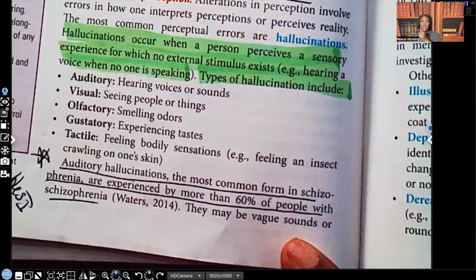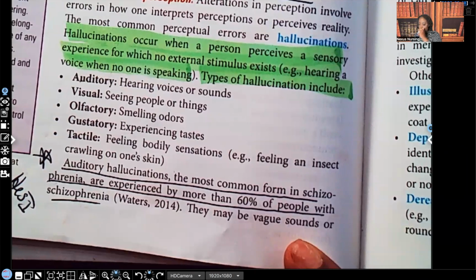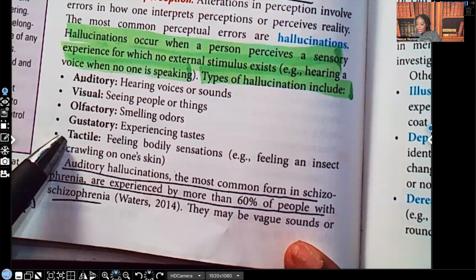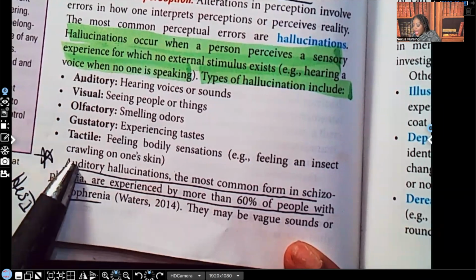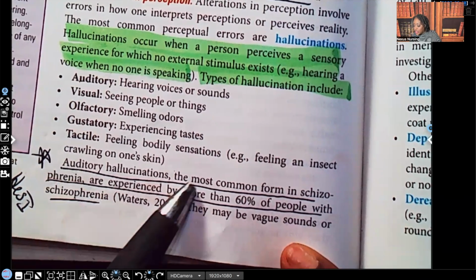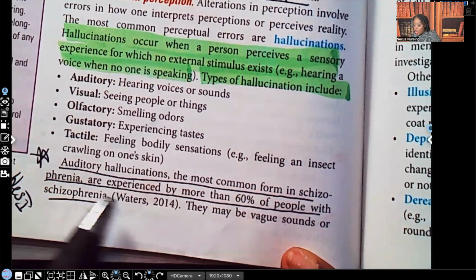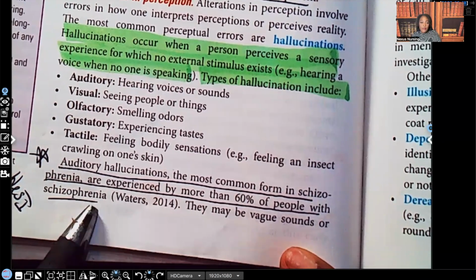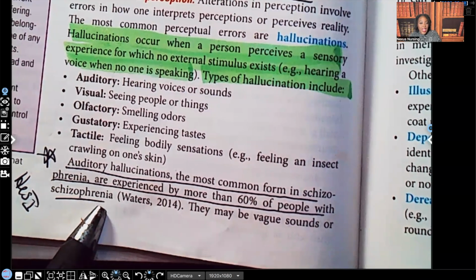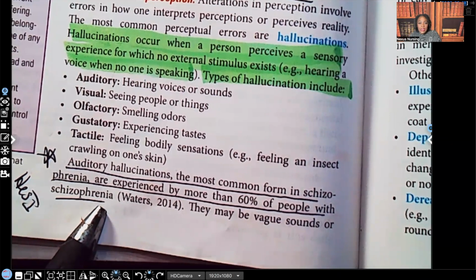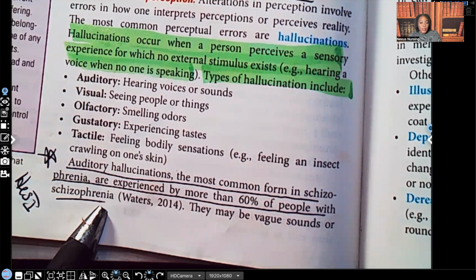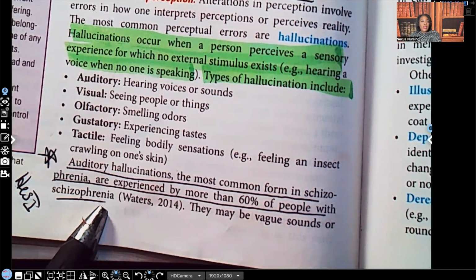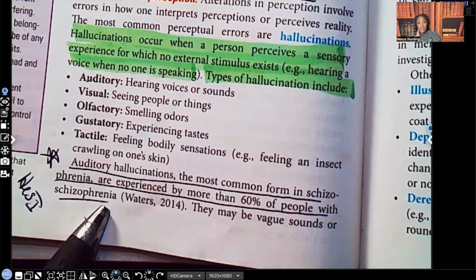Criminal Minds actually had a great episode on a group of people that had tactile hallucinations. Auditory hallucinations, the most common form in schizophrenia, are experienced by more than 60% of people with schizophrenia. That's seen many times on NCLEX, as well as ATI. Make sure that you know it. Auditory hallucinations. They're the most common type of hallucinations that we see in schizophrenia.